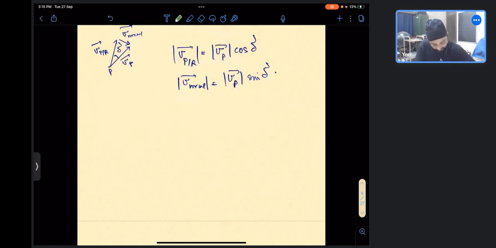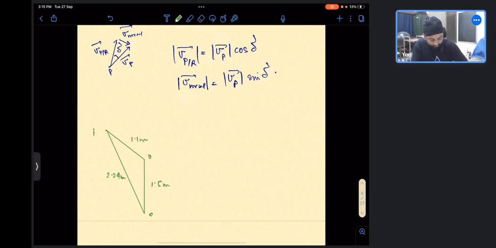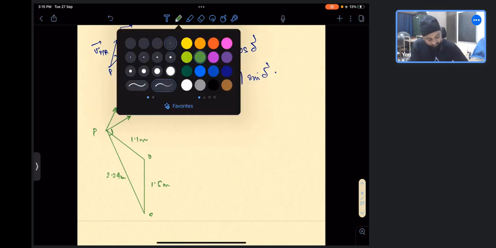So this is point P. This is 1.1, this is 1.5, and this we know is 2.24. This is point O, 1.1 meter, and 1.5 meter to point C, point P. And we have our velocity like that, and then its component is like that. So this we know to be delta.